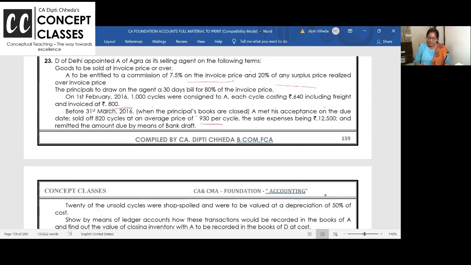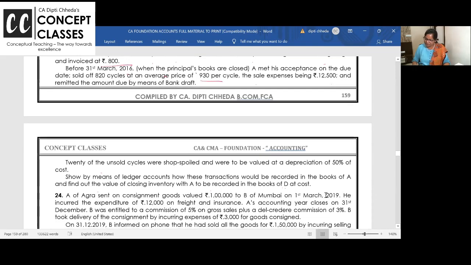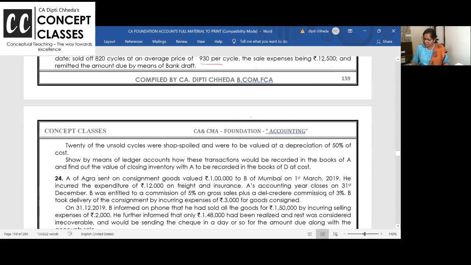Who is the agent of whom? D of Delhi appointed A of Agra as agent. और आपको किसकी बुक्स में पूछे हैं? By means of ledger, how these transactions would be recorded in the books of A of Agra. Oh, they've asked you to write in the books of A of Agra. Find out the value of the closing inventory with A, who is a consignee, to be recorded in the books of D at cost.